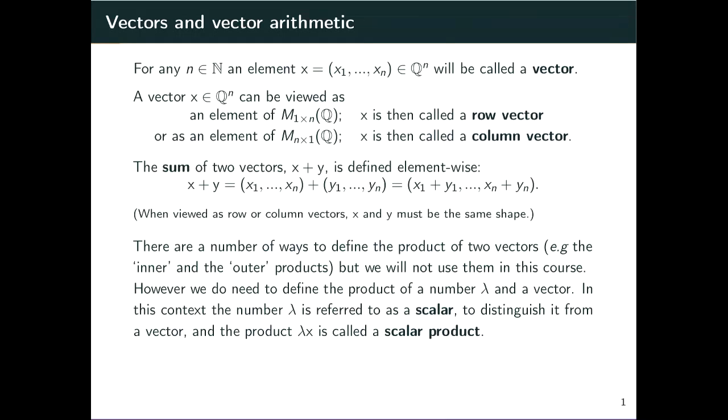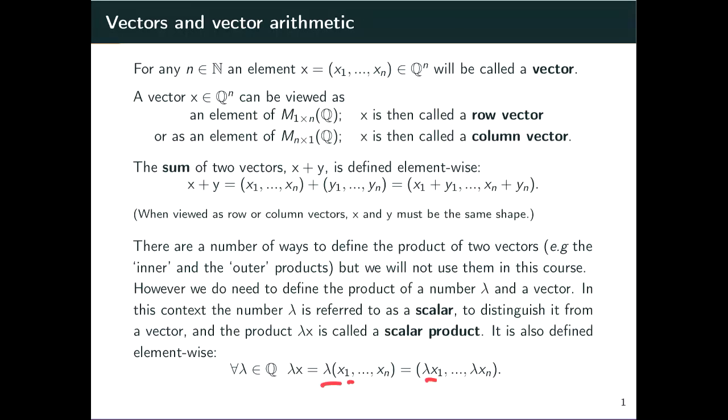Instead we have this definition that we do need, which is if we have some number, lambda, we're going to call it a scalar. If we want to take the product of this scalar with a vector, then it's called the scalar product. What we do is we multiply each coordinate by this lambda. The way you should think about this is, if you had some vector and you multiply it by 2, then it's going to be the vector in the same direction, but 2 times the length.